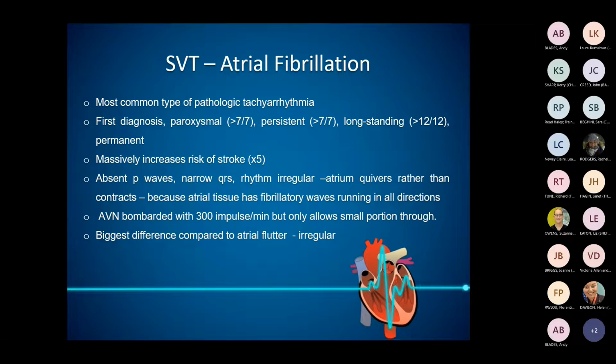So, just a question to the audience, just to make sure everyone's still there: why does AF pose a stroke risk? What's the actual pathophysiology or the physiology around that? Why are we concerned about AF and stroke?